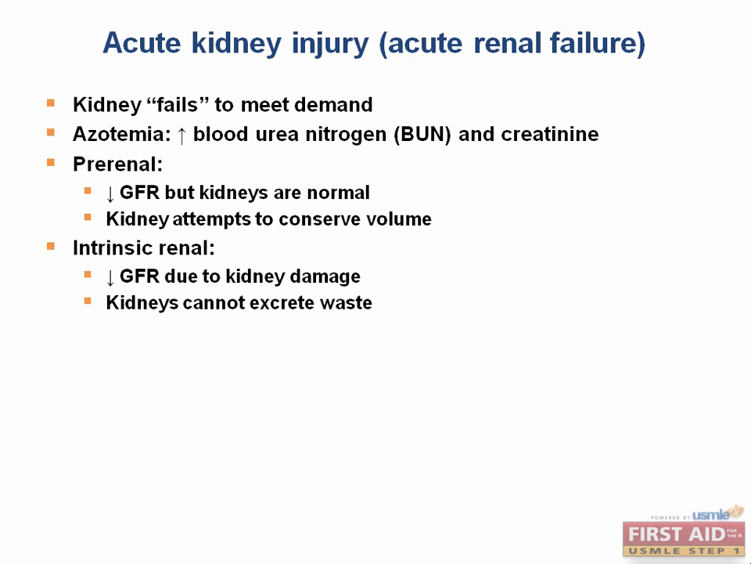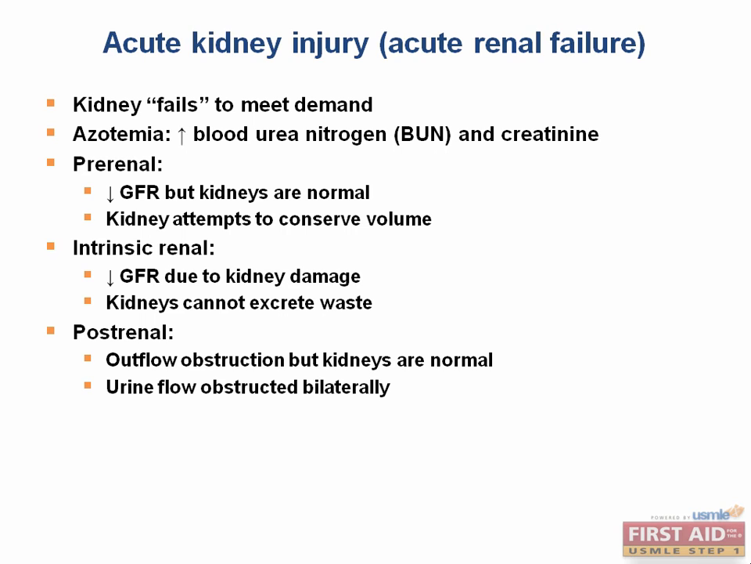Postrenal AKI results from some kind of urine outflow obstruction from an otherwise normal kidney, and it's usually easy to detect because the abnormalities that cause it are anatomical and can be detected on CT or ultrasound. In order to have postrenal azotemia, urine flow has to be obstructed bilaterally.